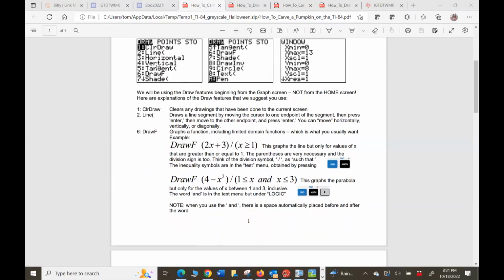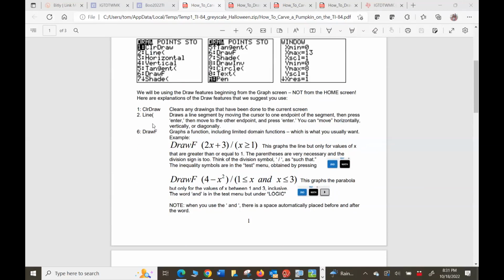I'm not going to go through the whole list. I'm only going to go through the ones that I use a lot. Number one is clear draw. This clears any drawings that may have been done to the current screen. So let's say I messed up or I want to do a different one: do clear draw and it'll clear all the drawings off. Kind of think of this like an Etch-a-Sketch. You just kind of shook it and it's gone.